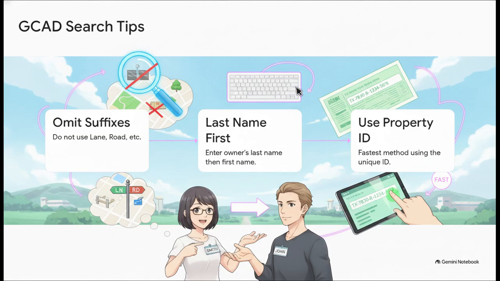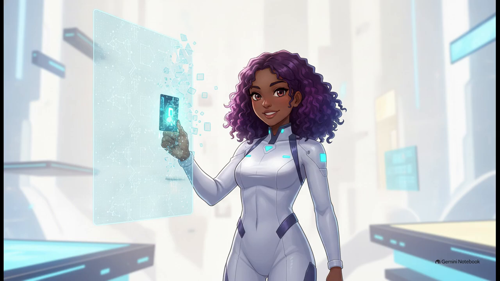But honestly, the absolute fastest method? That's step 3. Just use the unique property ID. It's an alphanumeric tracking number you can usually find on past tax bills, and it gets you straight to the result every time. And this next part brilliantly illustrates how you can legally beat the system.